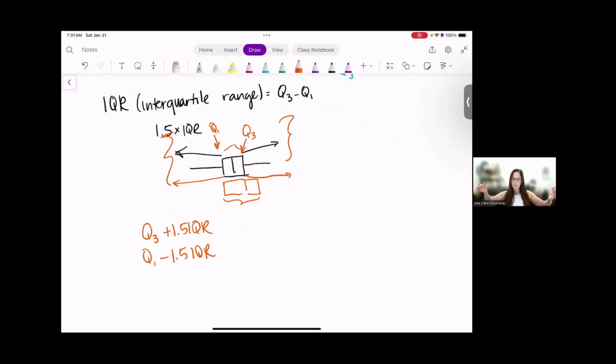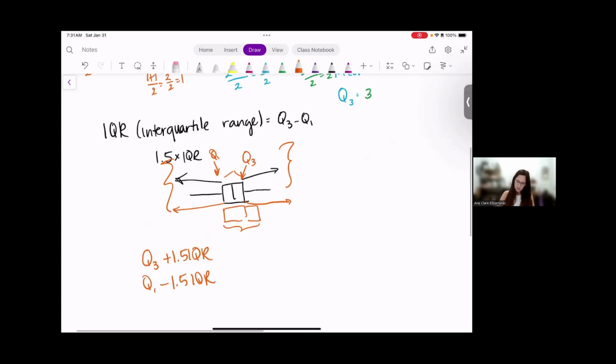It's unusual because 50% of the data live within that box, and then you have 25% to the left and to the right. So anything that's outside is considered unusual based on how large the box is. If the box is pretty skinny, it means that things are grouped together. If the box is very large, it means that they're not as grouped together and there's more variability.